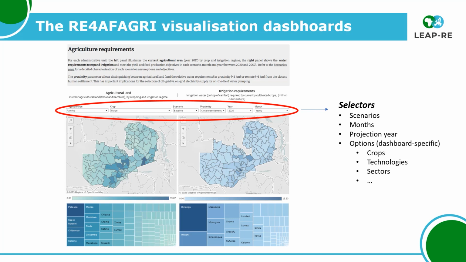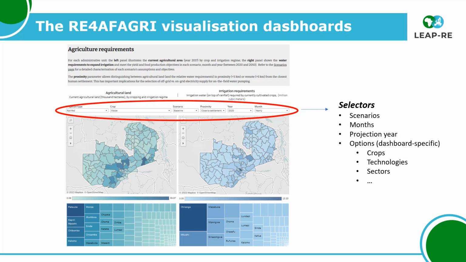So the dashboards have this type of structure. Generally, on the top of the page there is a short description which explains what information these dashboards provide and how these have been calculated or modeled. Then we generally have a set of selectors, which are highlighted in red here, which allow the user to customize the visualization in terms of different dimensions, such as in this case the type of crop, the type of irrigation regime, the scenario, another technical parameter such as the proximity to the settlement, as well as the time dimensions, so the future projection year and the month in terms of seasonality or year total.